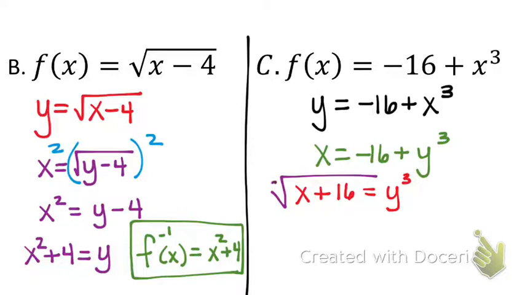It looks like a square root, but you have to put that little 3 in there. That means cube root. So we have the cube root of x plus 16. That is my inverse. And you have to make sure that little 3 is there because we took a cube root, not a square root.